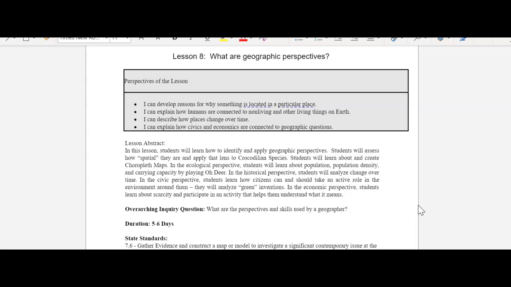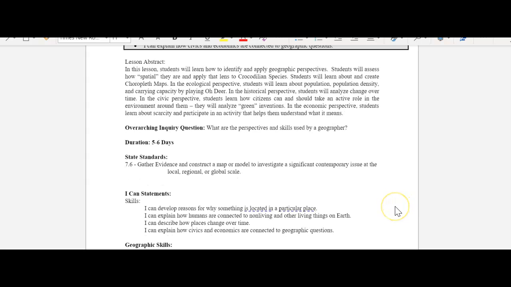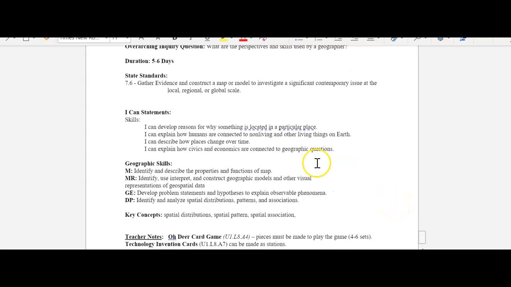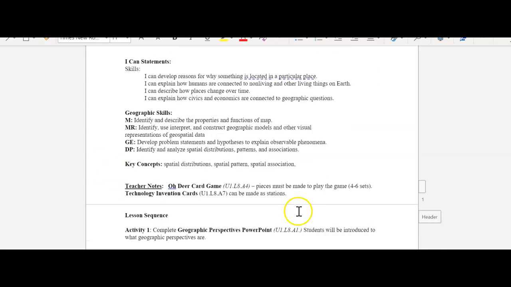And in the historical perspective, they are going to analyze change over time. In the civic perspective, they're going to learn how they can and should take an active role in the environment around them, analyzing some green inventions. In the economic perspective, they're going to learn about scarcity and participate in an activity that helps them understand what scarcity actually means. So this is using quite a few geographic skills.